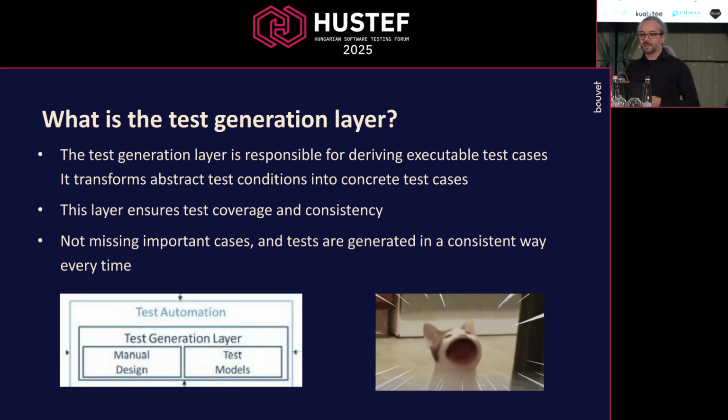All right. Let's start with the test generation layer out of the four. This is the first one. The test generation layer is responsible for deriving executable test cases from high-level test models, specifications, or requirements. Okay? So for example, we can start with the system must reject invalid logins, and we transition to try logging in with the wrong password and check for error messages.